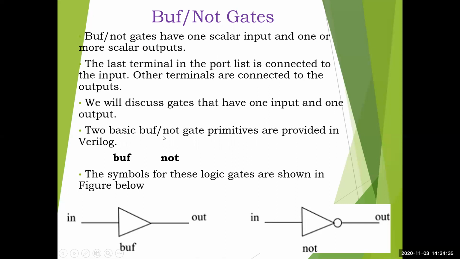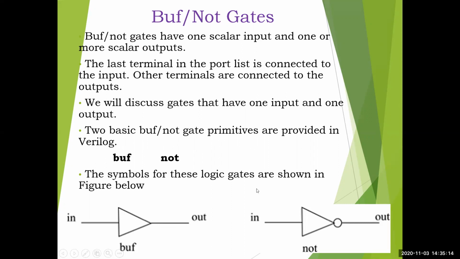The two basic buff and NOT gate primitives provided in Verilog are buff and NOT. The symbols for these logic gates are shown below. This is the buff gate, it is a triangle, with an input and an output. The NOT gate has one bubble placed in front of that. Buff is just a buffer, it will amplify the signal. If there is a weak signal, it will make it into a strong signal. That is the job of a normal buffer. And the NOT gate is an inverter, a very useful gate in digital system design, so we'll be looking more into this.